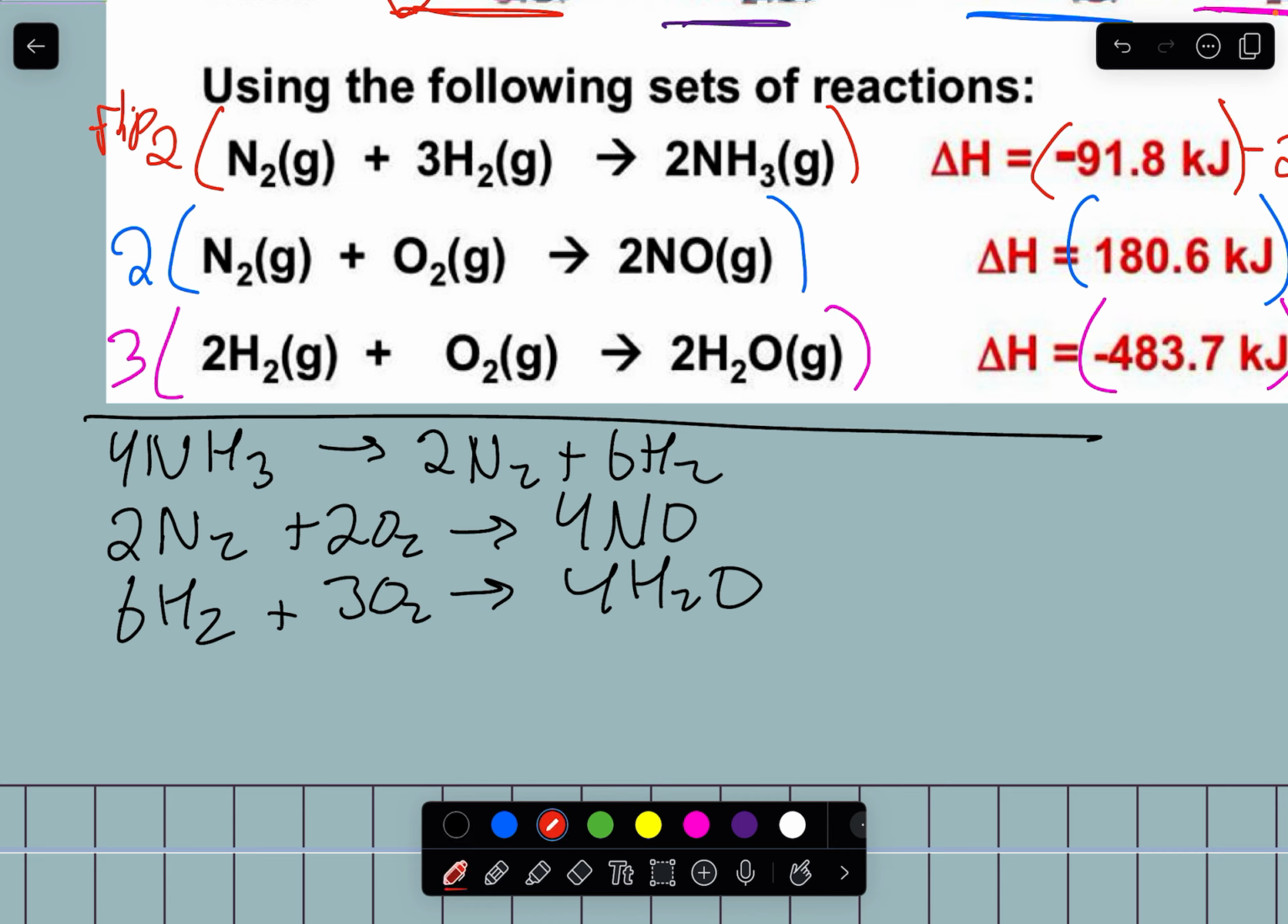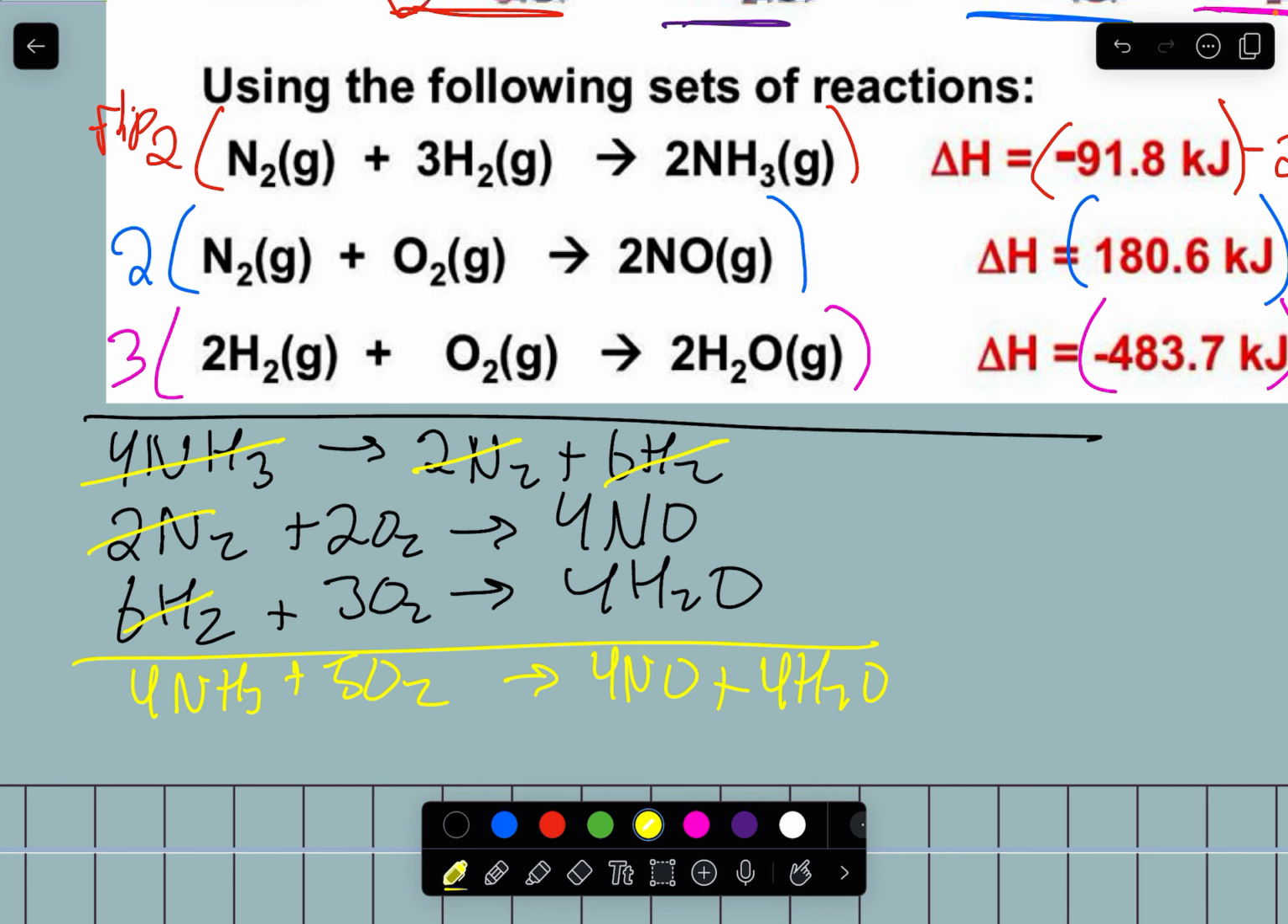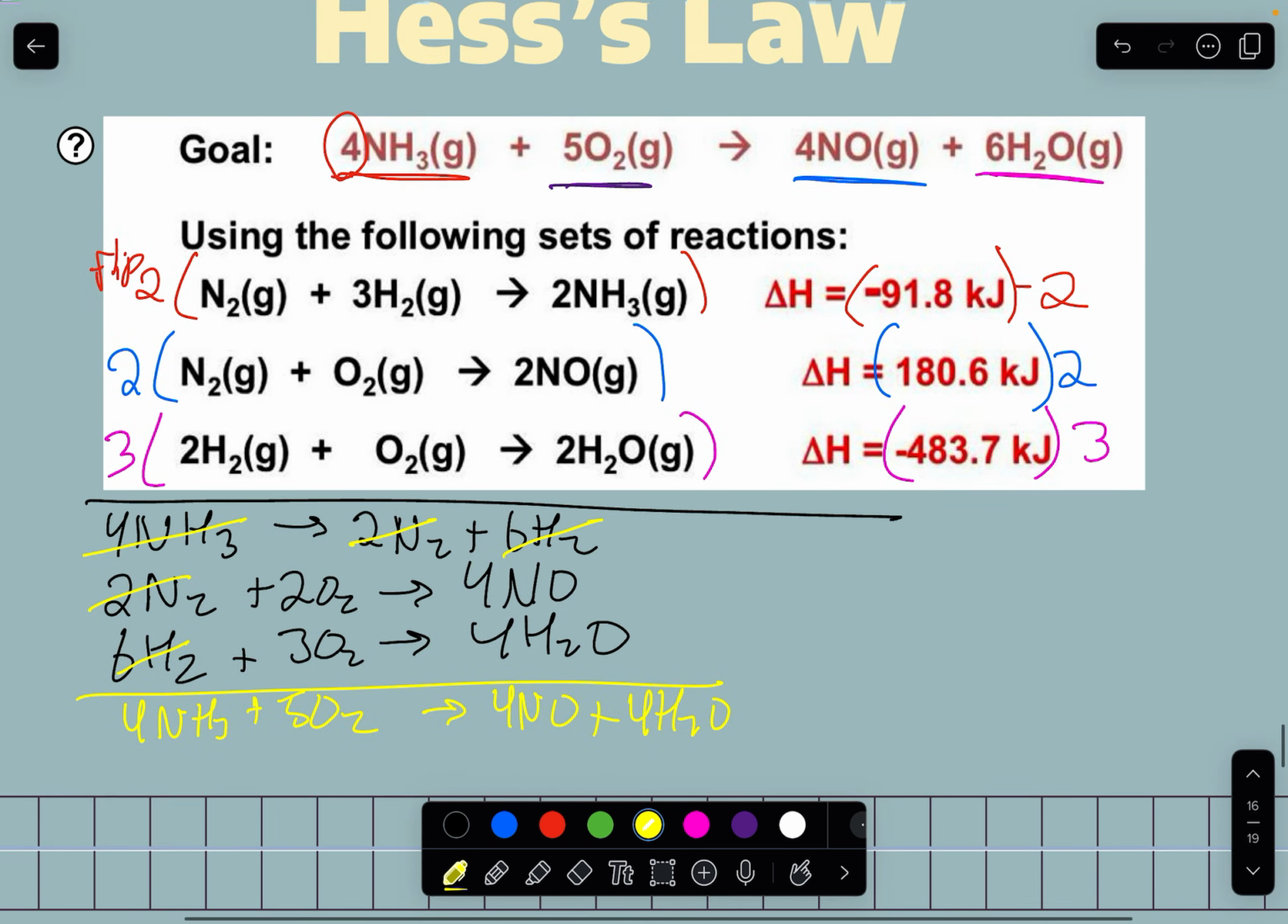Okay, so if we do the stoichiometry here, if we cancel things out, we have 4NH3. Our N2s cancel out there. Our H2s cancel out. We have the 5 O2s, and this goes to 4NO plus 4H2O. Okay, this reaction matches what our goal was. We want to make sure that matches.